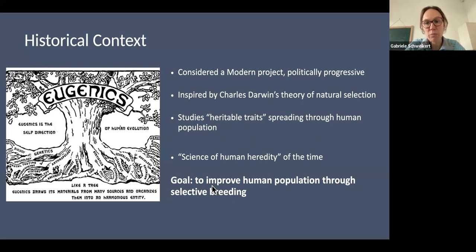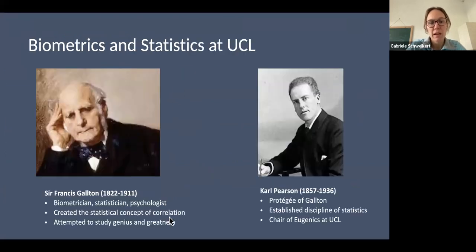And the goal was to improve the human population through selective breeding. So at the time, it was considered a very positive, beneficial project to really improve the human population as a whole. And it was at the forefront of scientific discovery. It was largely driven by two people in London at UCL, Sir Francis Galton, who was a cousin of Charles Darwin's.